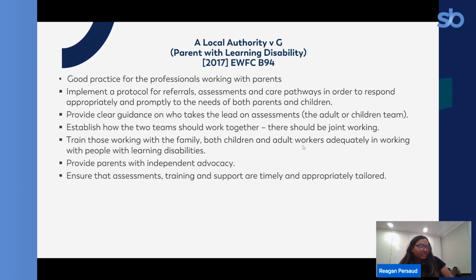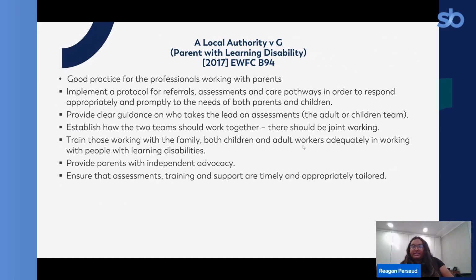So A, local authority, and G. Now this case highlights really the failures when good practice is not adhered to, and shows that good practice for professionals working with parents with learning difficulties does involve local authorities reviewing their own practices and procedures. What this case said should happen is this. It provides good practice for professionals working with parents.